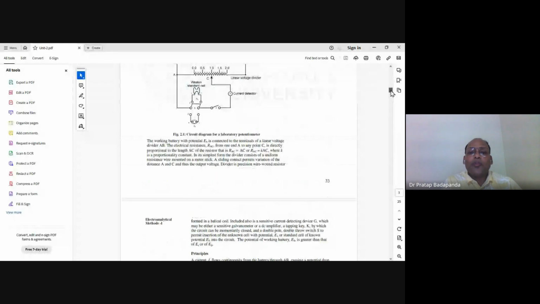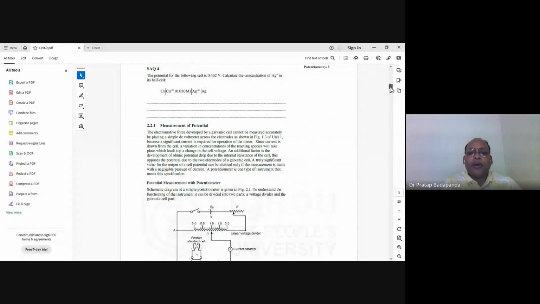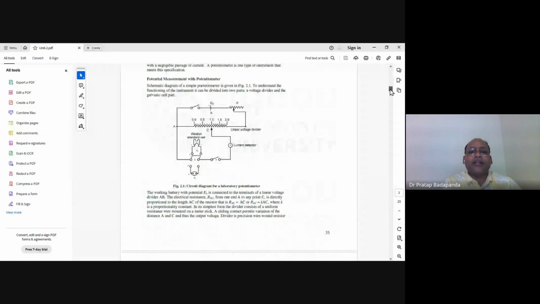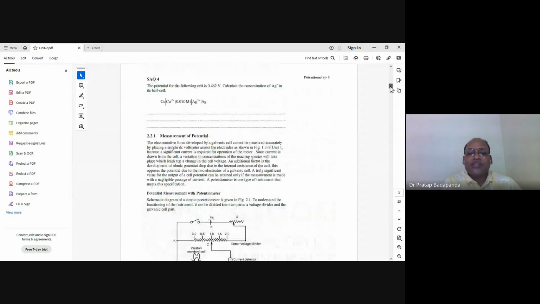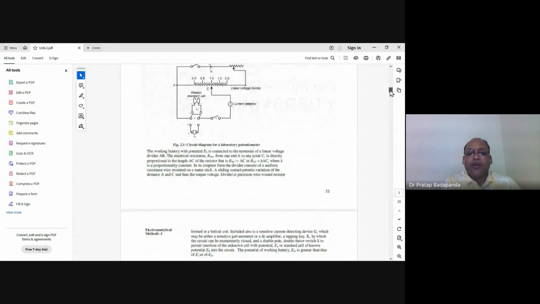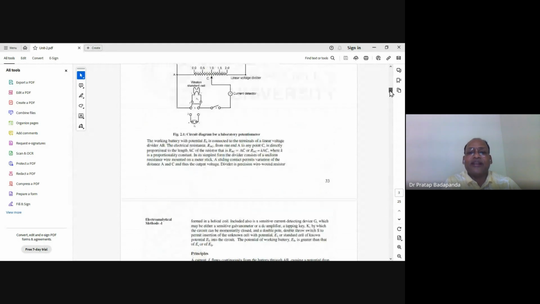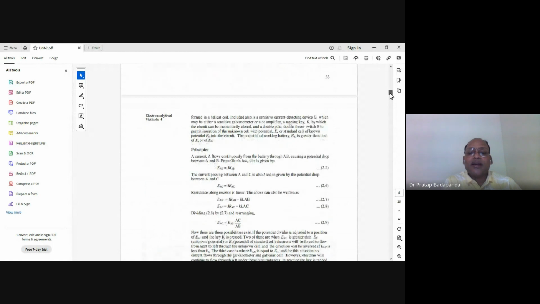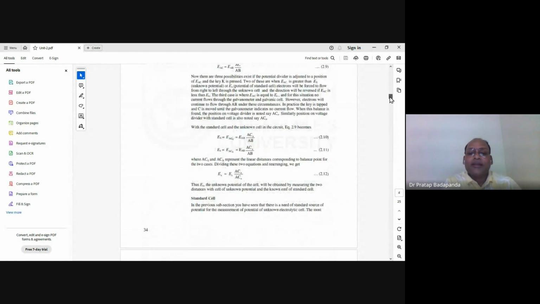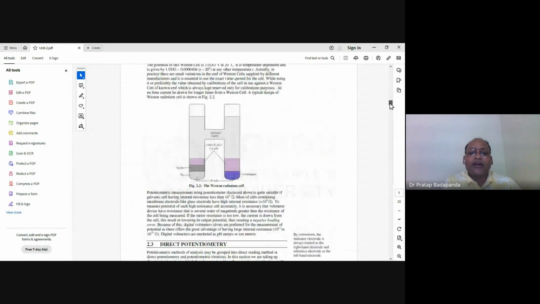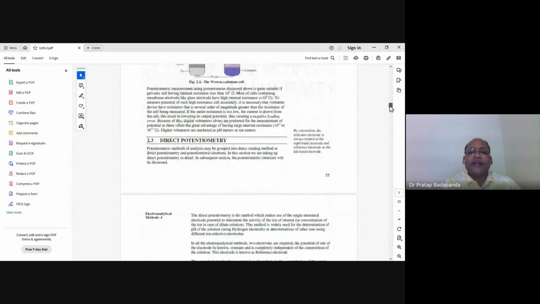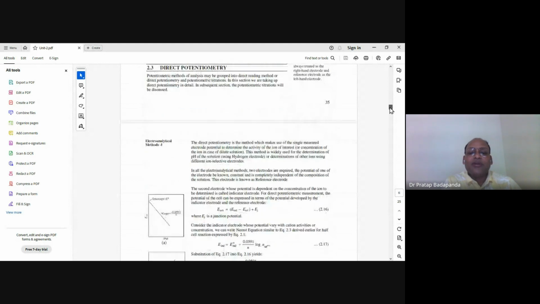Okay, now potentiometry. Potential measurement with potentiometry can be done in two ways. One is direct, the second is indirect. So the first one is the direct method. Okay, direct potentiometry. How can you use it directly?